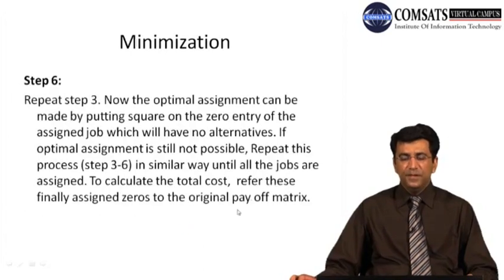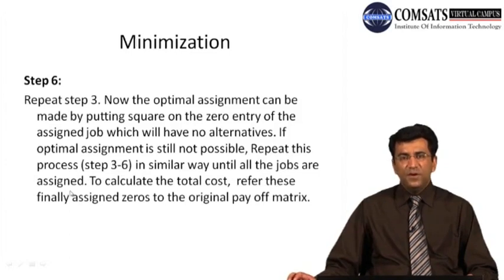Then we will move to step number 6, that is, again we have to go to step number 3 if we are not able to find the optimal solution. Now the optimal assignment can be made by putting a square on the 0 entry of the assigned job, which will have no alternatives. Maybe after doing all of these steps you will have an optimal assignment. If the optimal assignment is still not possible, repeat this process, that is steps 3 to 6, in a similar way until all the jobs are assigned.